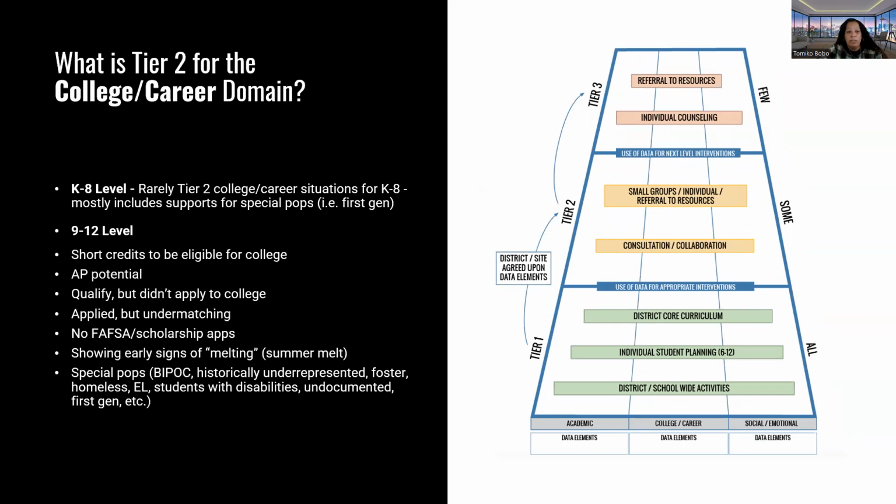Short on credits to be eligible for college, AP potential, qualified but didn't apply to college, applied but under-matching, no FAFSA or scholarship apps, showing early signs of summer melt, special populations historically underrepresented: foster, homeless, EL, students with disabilities, undocumented, etc. So these are all examples of what a tier two support would be for the college and career domains.